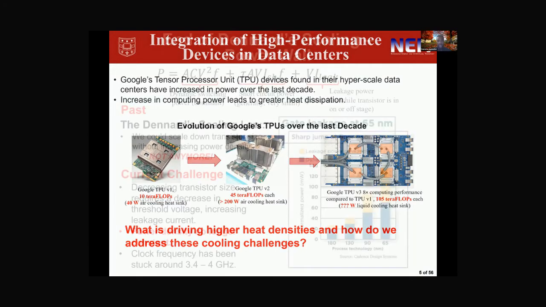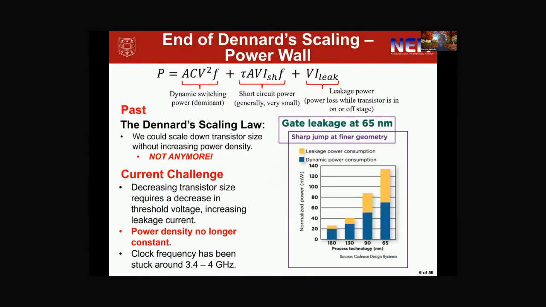So this is just, I'm sure many of you know this. This is probably very redundant for many of you, but if we look at the transistor power, you essentially have 3 different components. You have your dynamic switching power, which in the past was the dominant power. You have your short circuit power and your leakage power.